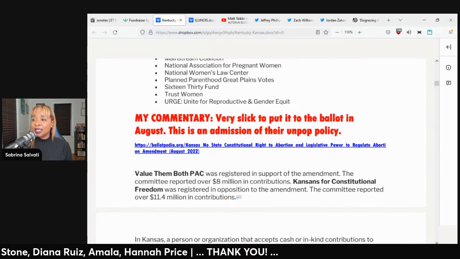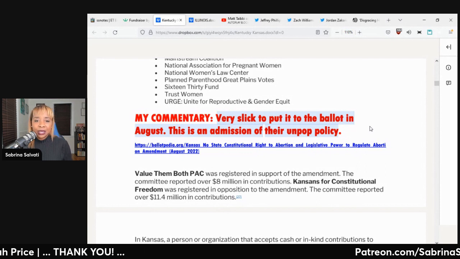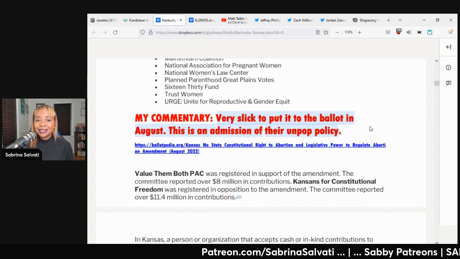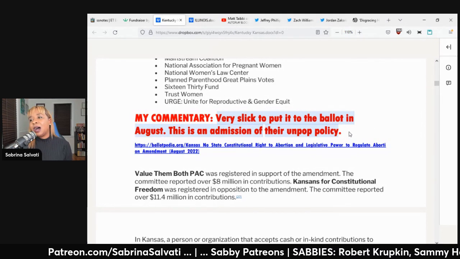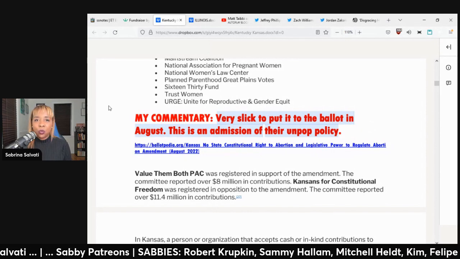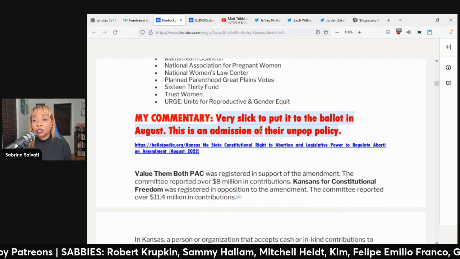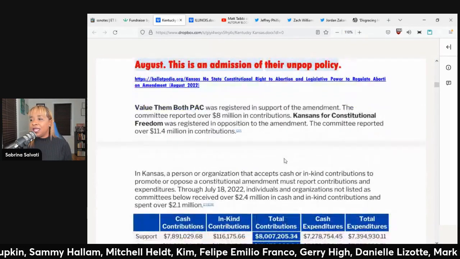This is something, again, that Roger pointed out, very slick to put it to the ballot in August. This is an admission of their unpopular policy. Yeah, you have to understand what was going on at that time. This was right before the midterms as well. So just keep that in mind.